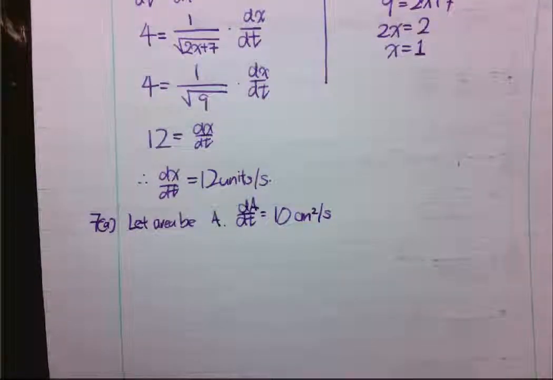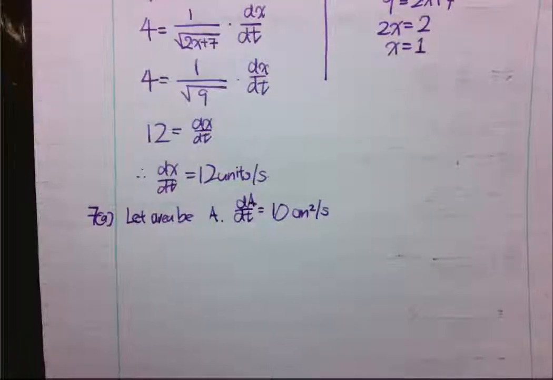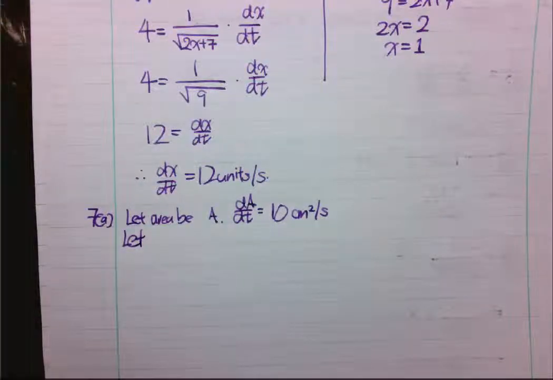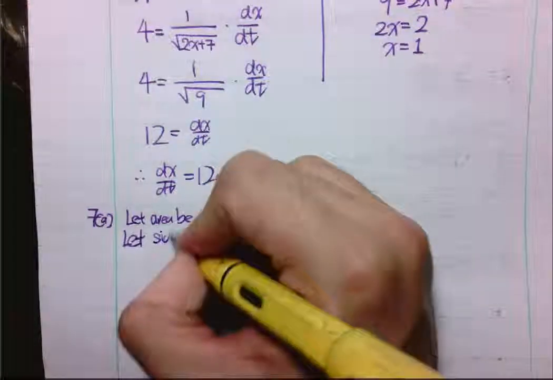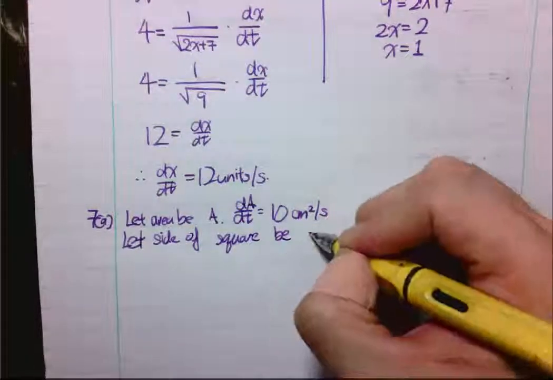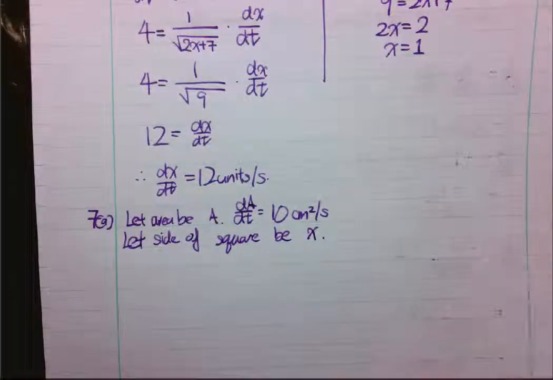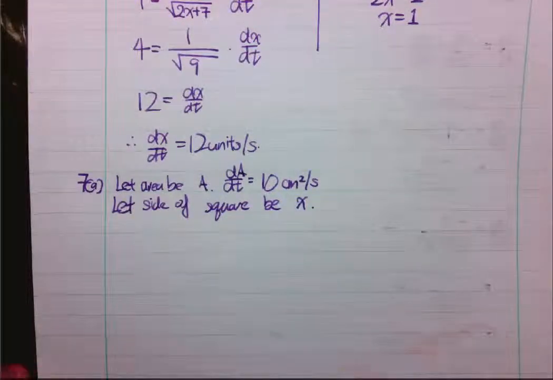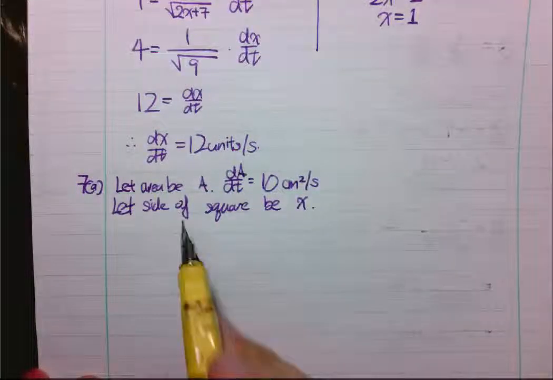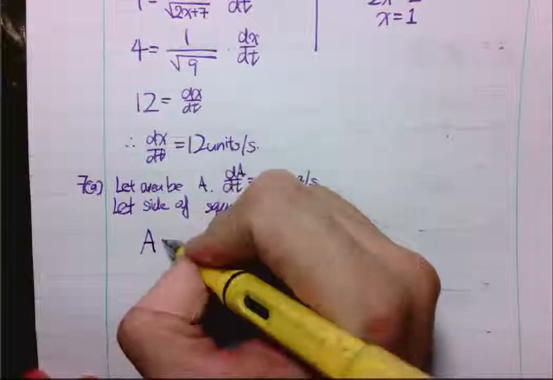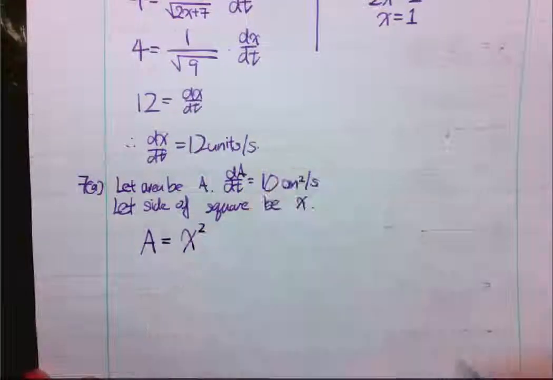Then they tell us to find the rate of change in the length of the square when the area is 4 cm squared. So I say let the side of the square be, maybe x, and call it L, up to you. Now this question requires a bit more thinking, but just follow me here and let's do it slowly. First, we have to relate the area to the side of the square. We know that area is equal to x squared.